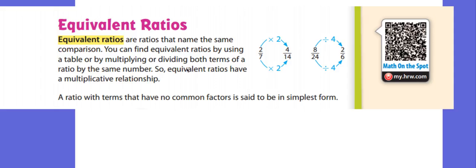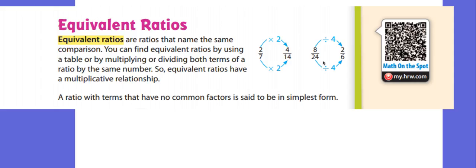Okay, so the first thing is I want to read this paragraph with you about equivalent ratios. Our first term of the day is equivalent ratios. Equivalent ratios are ratios that name the same comparison. You can find equivalent ratios by using a table or by multiplying or dividing both terms of a ratio by the same number. So equivalent ratios have a multiplicative relationship. So let's examine what happened here.